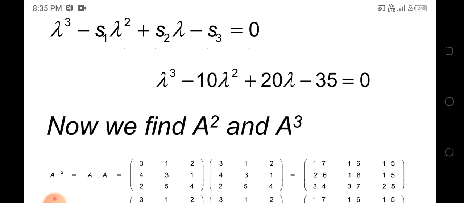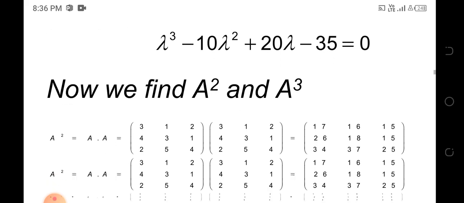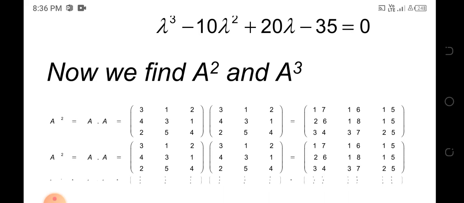You are getting the value as lambda cube minus 10 lambda square plus 20 lambda minus 35 equal to 0. You are obtaining this as the characteristic equation. So first you have to rewrite this in terms of A: A cube minus 10A square plus 20A minus 35I equal to 0. That is what you have to write here.